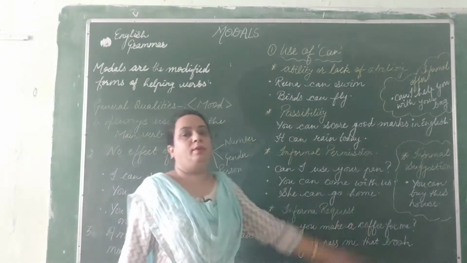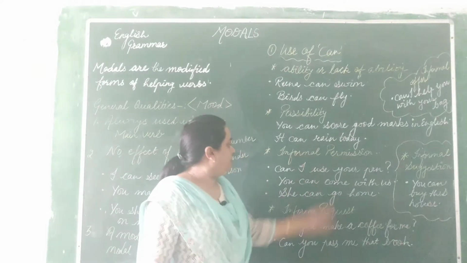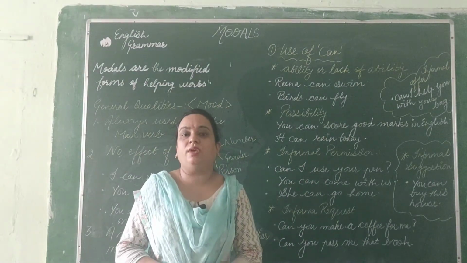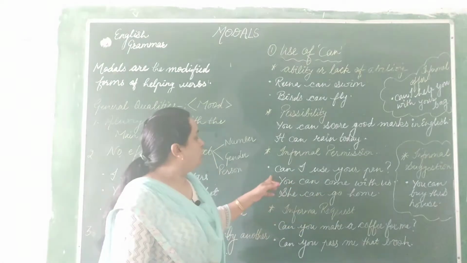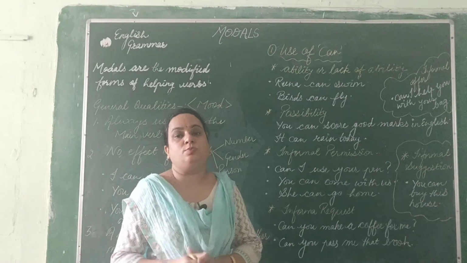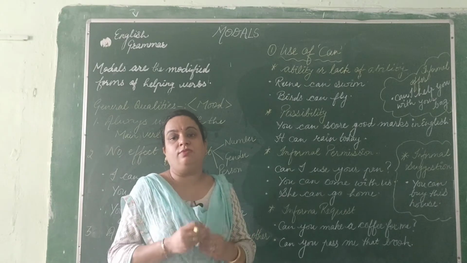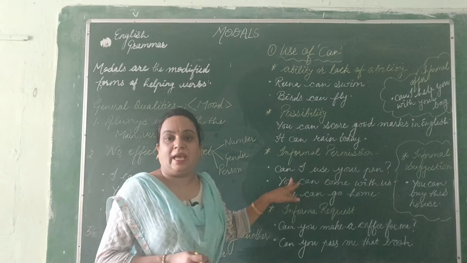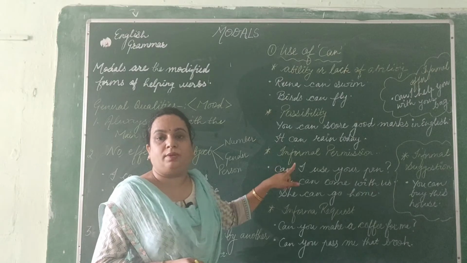Next one is informal permission. It is for seeking and giving both, right? Informal permission is where we just talk to our friends and relatives, etc. So there it is, can I use a pen? Suppose I am talking to my friend, so can I use my keys, can I use your pen? But if I want to ask this question to someone senior to me, I cannot use can here, right? Because informally only I can use it for permission.